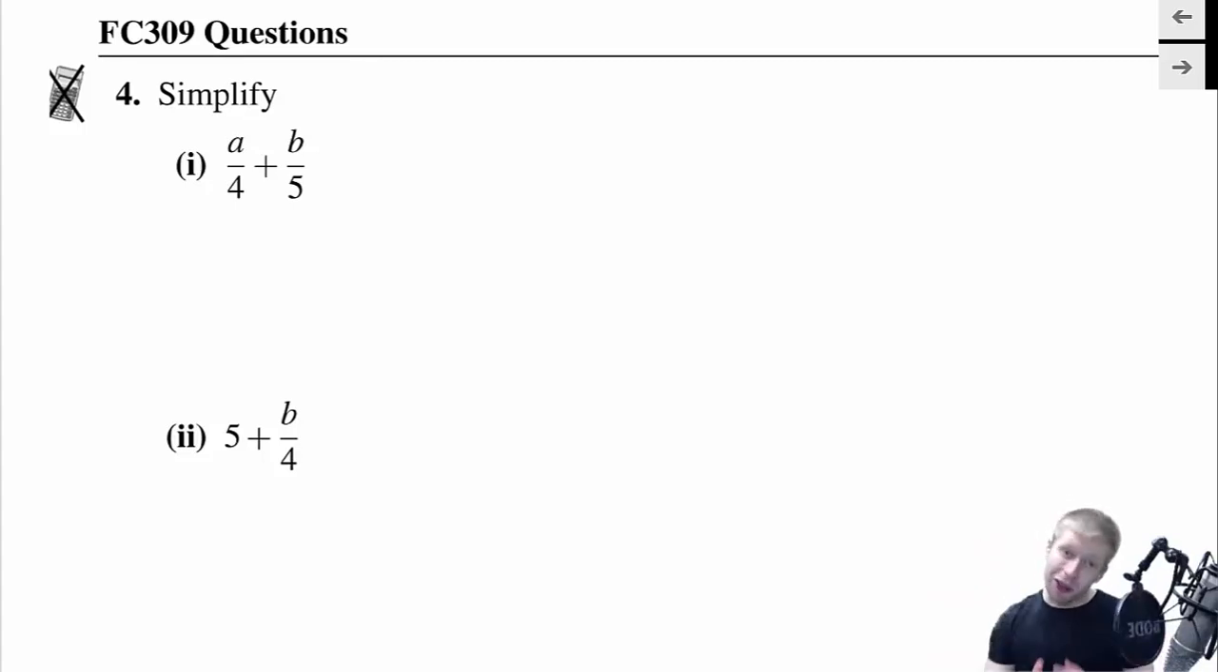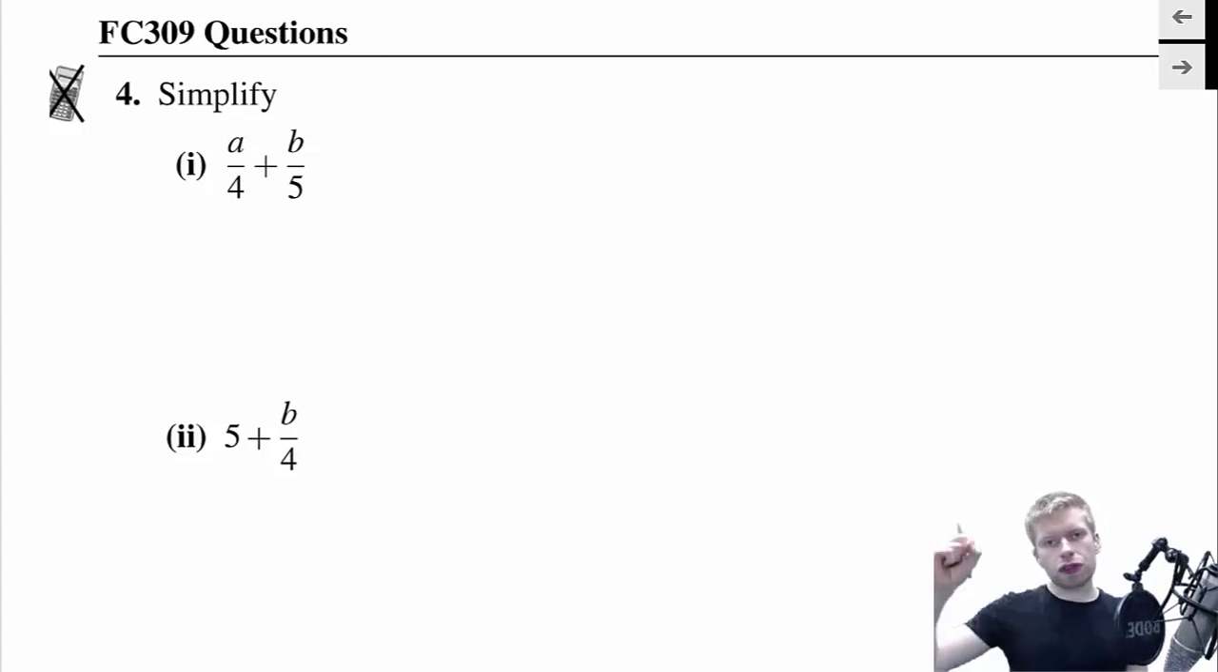Hello, so let's have a look at another way which we might want to simplify something. For example, algebraic fractions. So let's have a look at this. We have a over 4 plus b over 5. Well, to simplify something in this context, I think just write it together as one fraction. Now, you don't need to worry about anything here. It's just exactly the same as ordinary fractions. The fact we've got variables and algebra mixed in doesn't make a blind bit of difference.